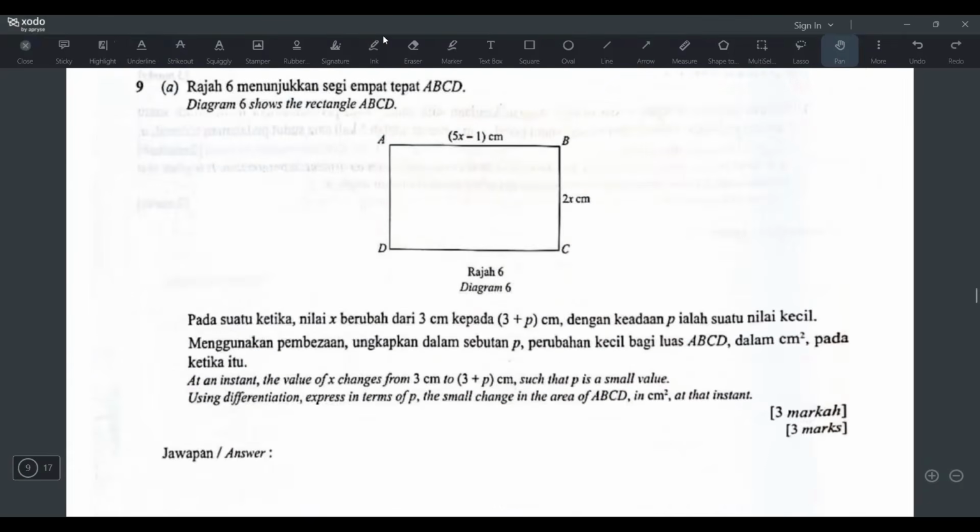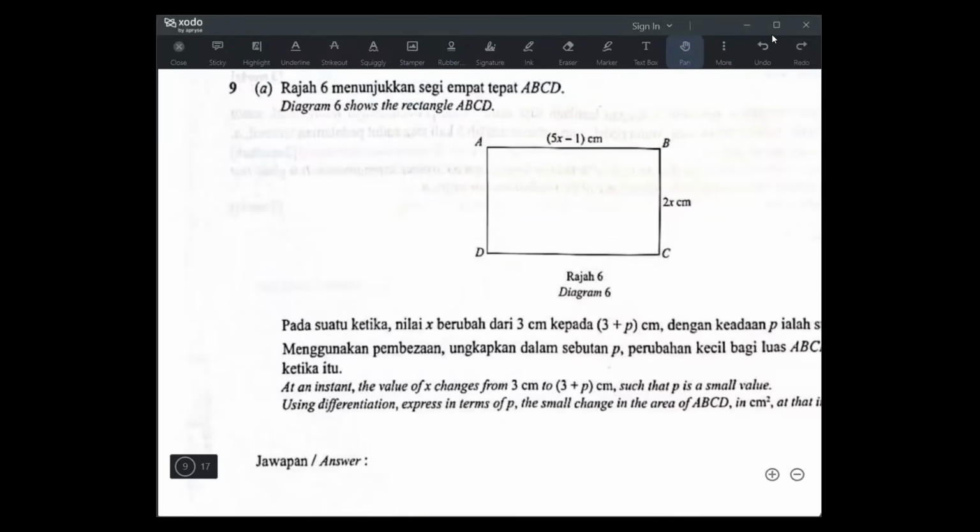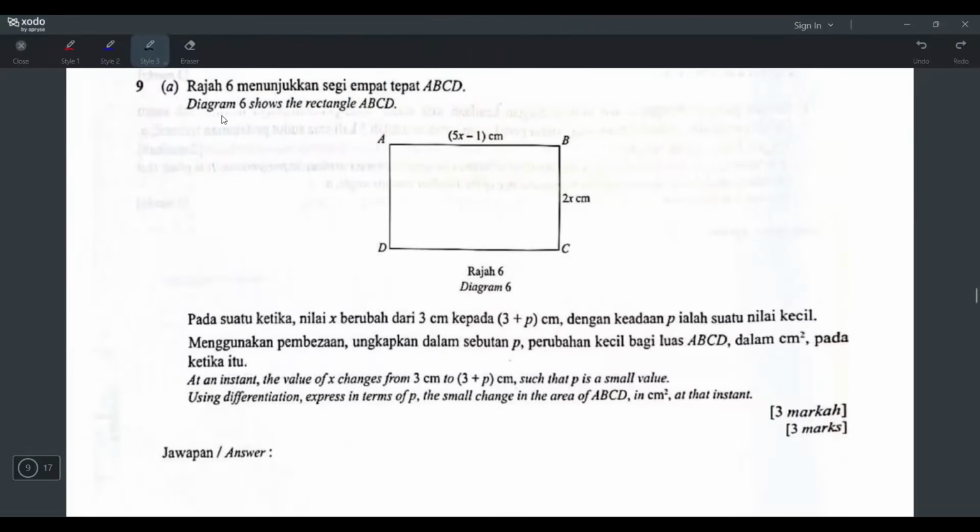Okay, number 9. Oh, what happened? Okay, I'm back. Okay, number 9. A. Diagram 6 shows the rectangle ABCD. Okay, rectangle, you need to know all the corners will be 90 and the opposite sides sama panjang. So this is 5x minus 1 cm. This one also same, 2x cm. This one also same. Alright, everything is in cm.